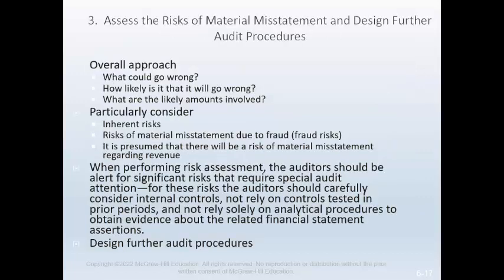The auditor should plan and perform the audit to obtain reasonable assurance that material misstatements, whether caused by errors or fraud, are detected. Accordingly, in designing an audit, the auditor should identify and assess the risk of material misstatements of the financial statements. By asking what could go wrong, how likely it is that it will go wrong, and what are the likely amounts involved, the auditor can assess risk. In particular, the auditor wants to consider the inherent risk and risk of material misstatements due to fraud. After assessing the risk, the auditor should design further audit procedures.